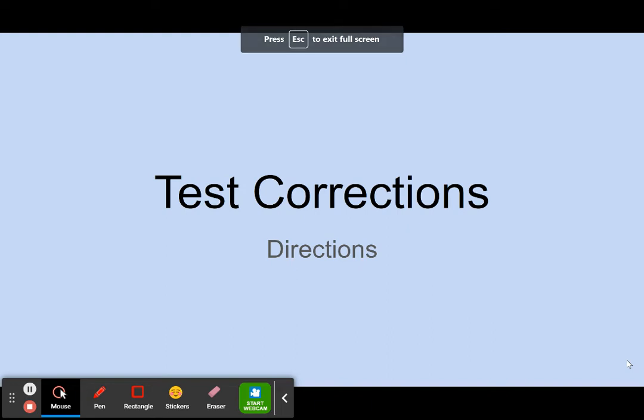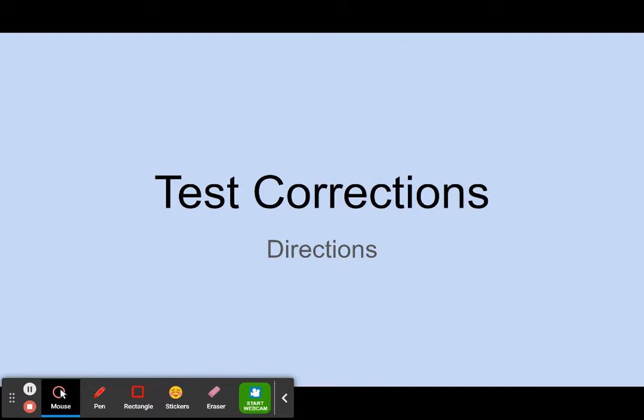Good morning, students. Today you're going to perform your first test correction. Test corrections are available for any unit summative that is not open notes. It's not available for quizzes, and it is not available for projects. So this is a very specific process, and the intention behind test corrections is that you improve your knowledge.